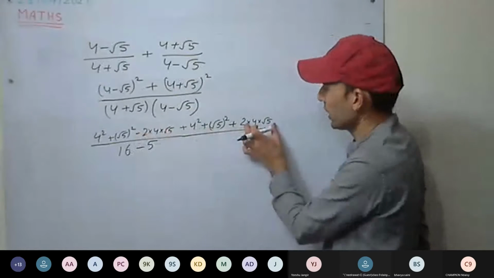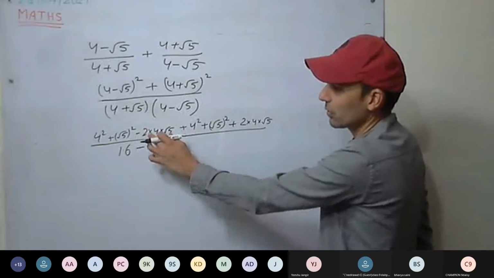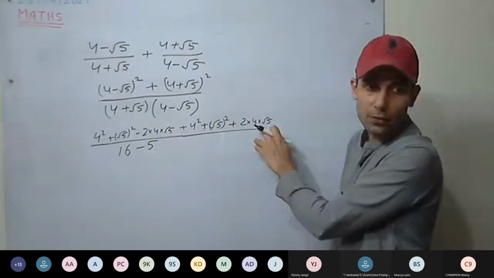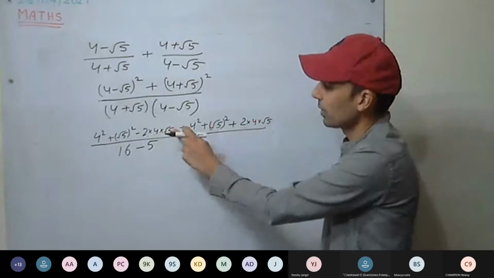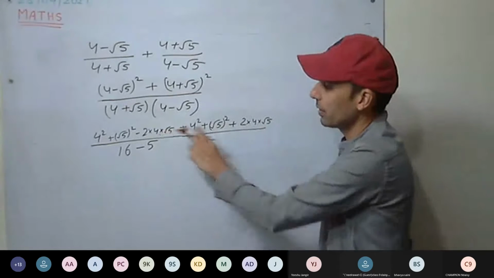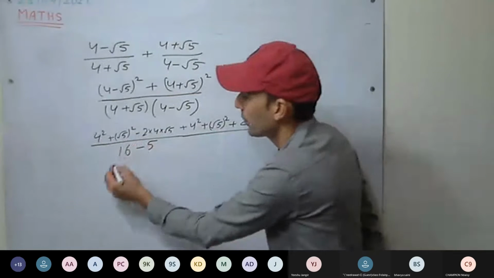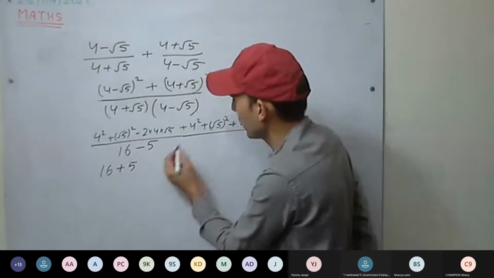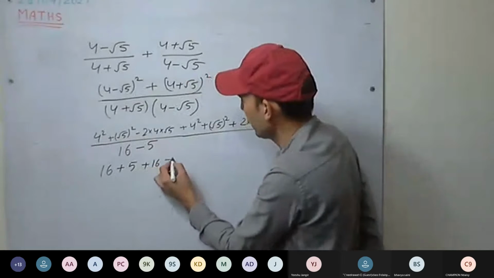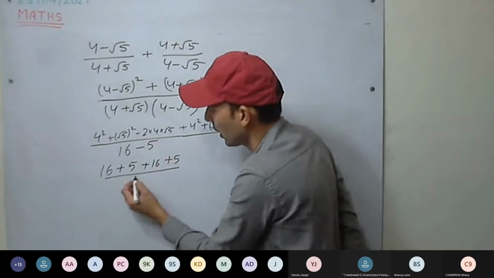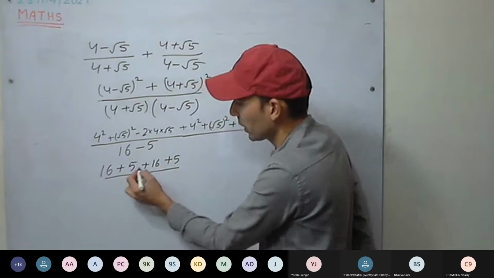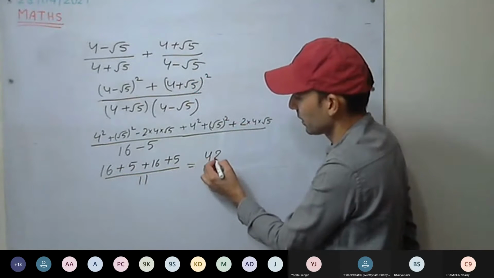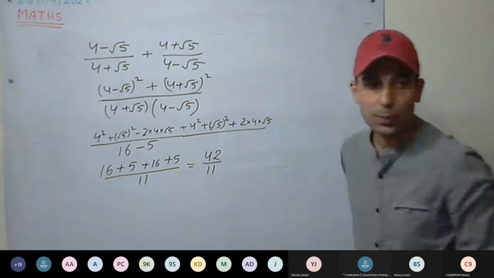Either you solve this one and this one, or we can cancel as well. 8 root 5 minus 8 root 5 plus 8 root 5, so there will be 0. What are we getting? 16 plus 5 plus 16 plus 5 upon 11. So 21 plus 21, how much will it be? 42 upon 11.